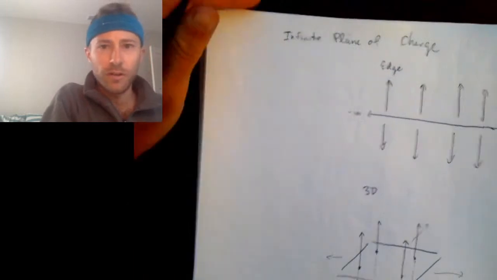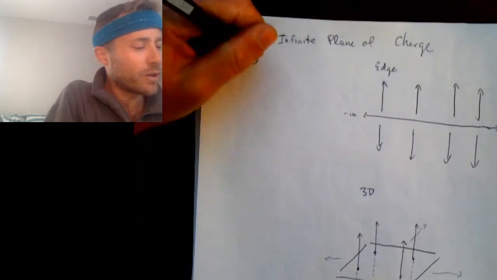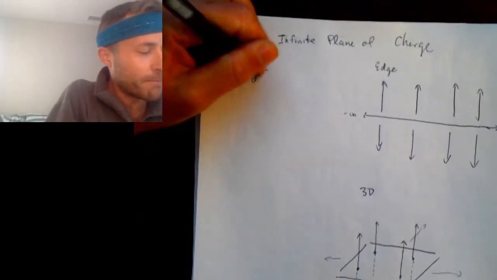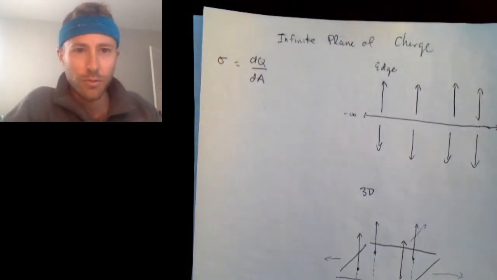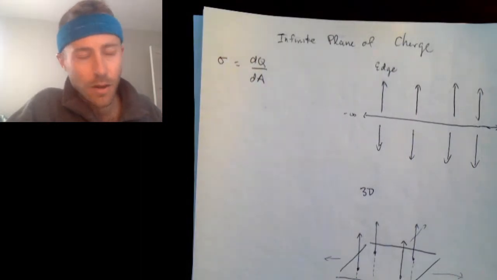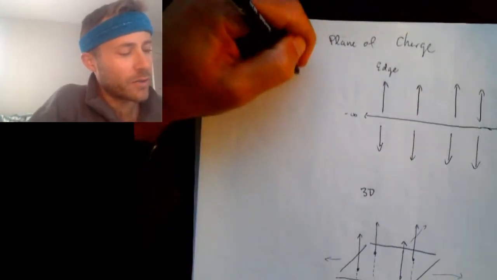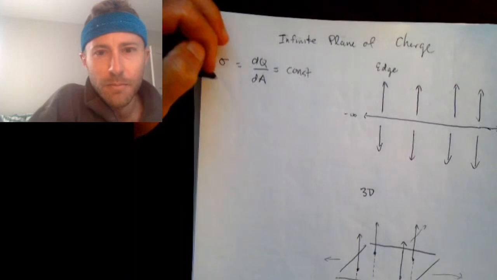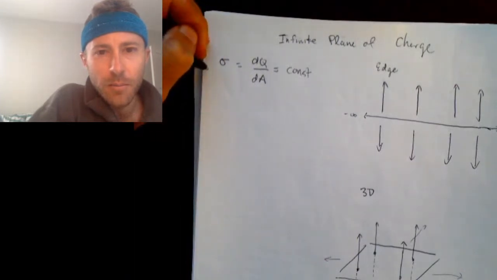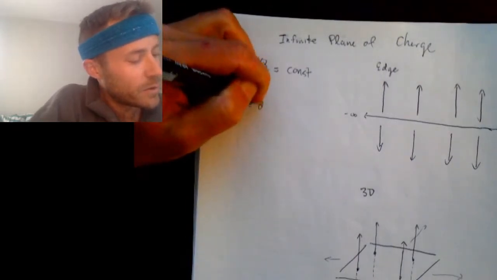Now, by the way, let's talk about what's called sigma. Sigma is the charge per area, so coulombs per square meter. For this infinite plane, it's a constant. So we can take both sides and multiply by the area and get that sigma times dA equals dq.